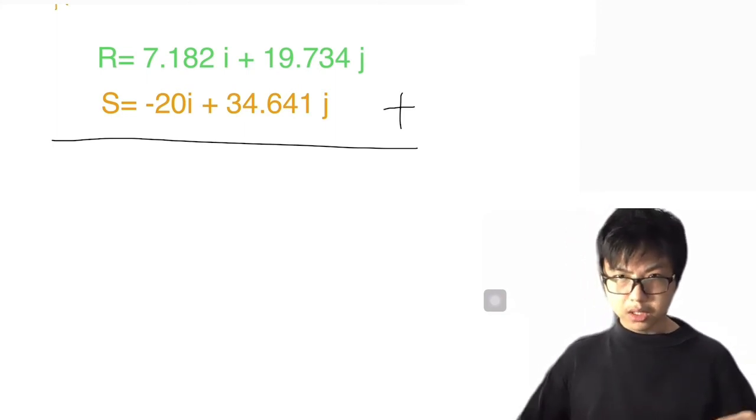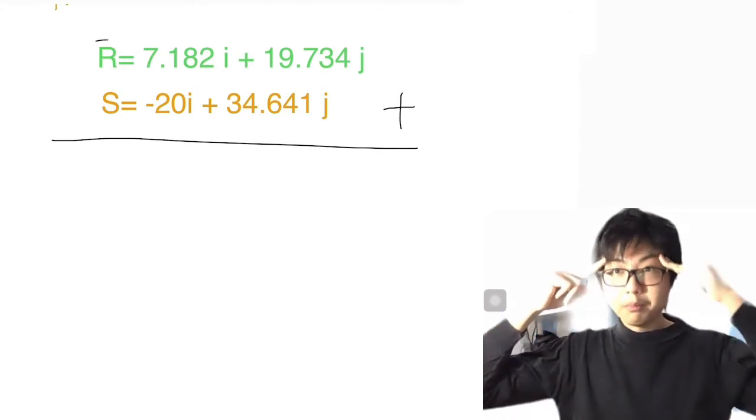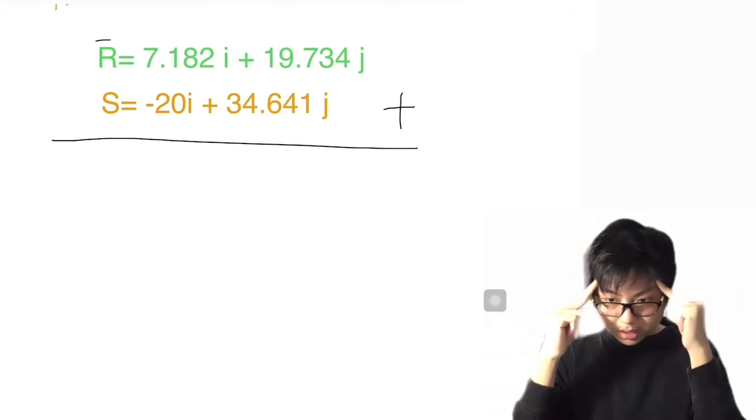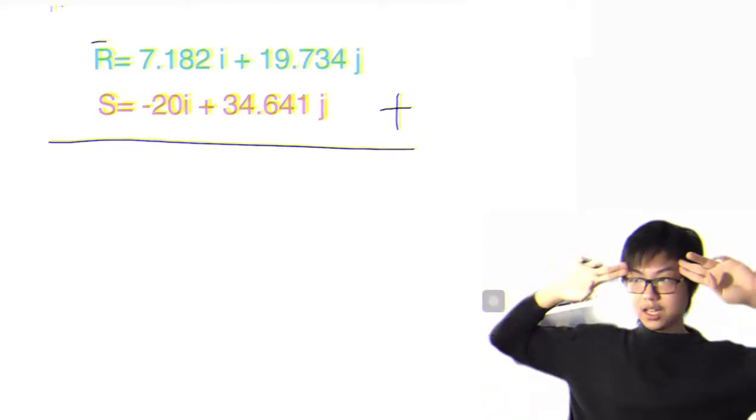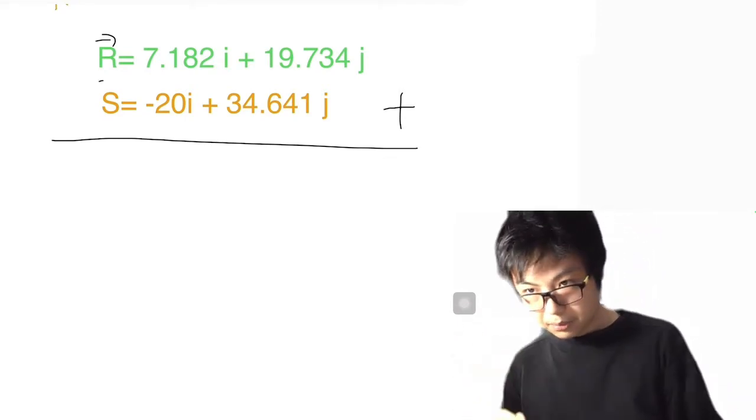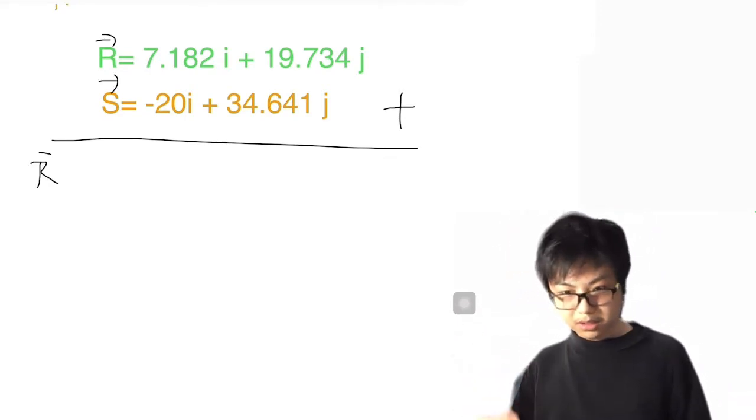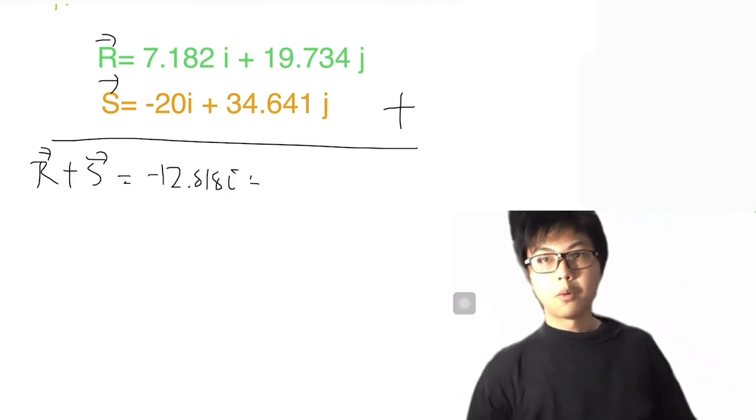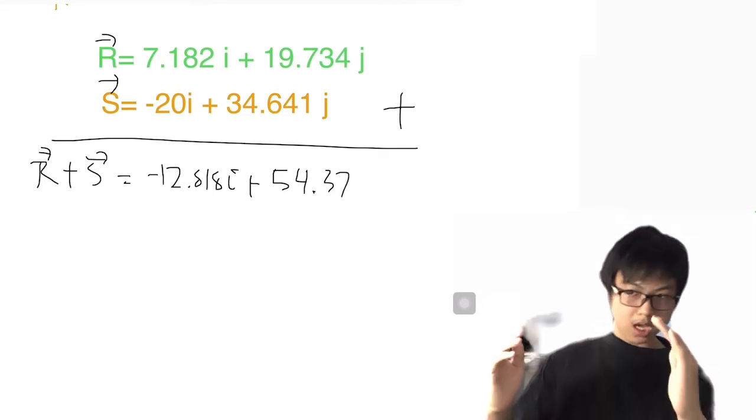And now, using the big brain of mine, I will calculate. How to calculate this? I use the calculator. Okay, and now r plus s vector equals negative 12.818i plus 54.375j.